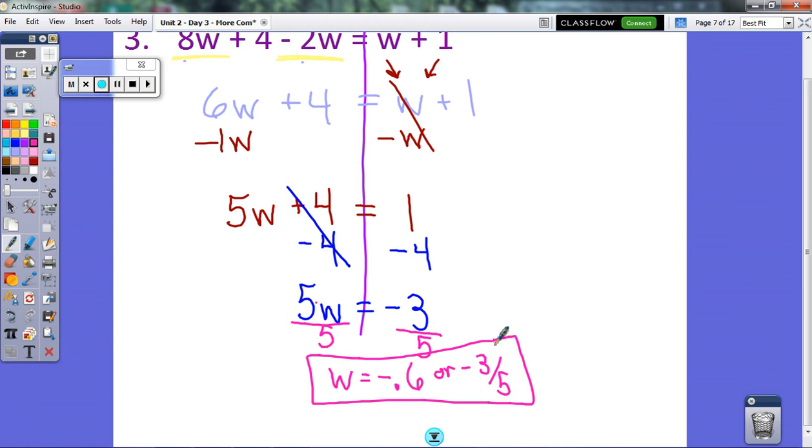Okay. I hope that it's clicking. I hope that it's making sense. If it's not making sense, you can always Google Khan Academy and look up their equations with variables on both sides. You're going to get some good information, guys.